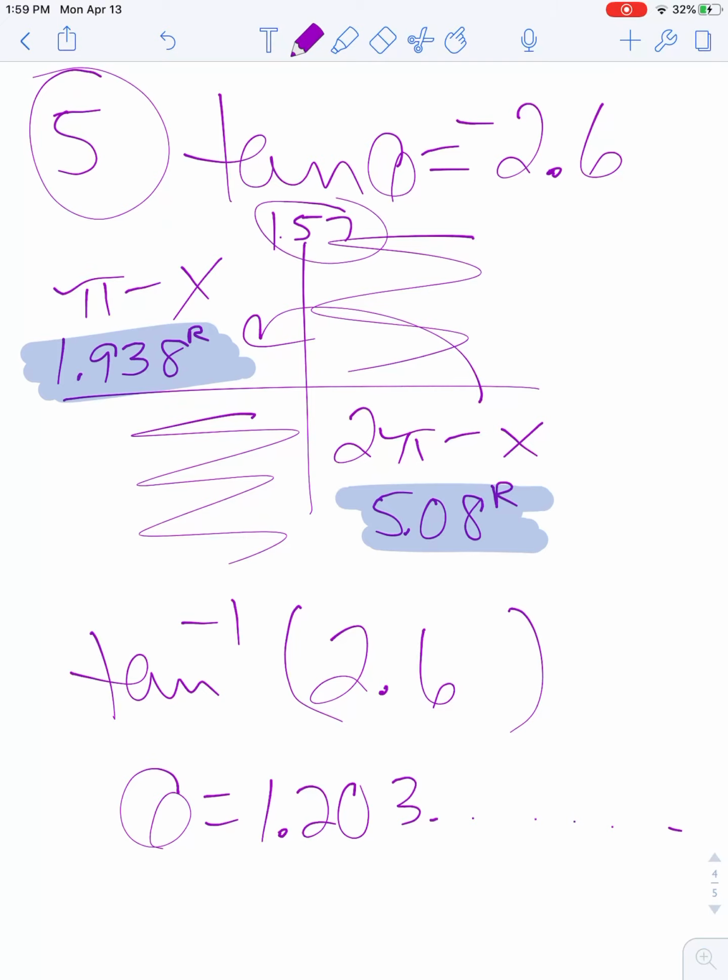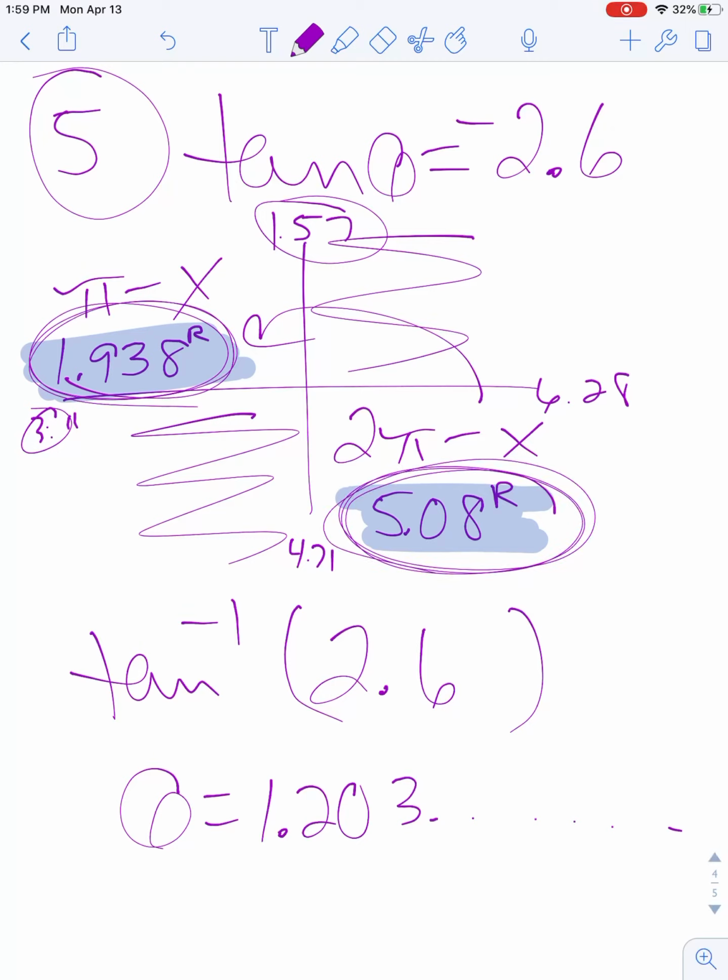Is that between 1.57 and 3.14? Yes, it is. Is this answer between 4.71 and 6.28, just as an approximation? Yes, it is. That and that are my answers. Okay, or those are my answers, I should say, to be grammatically correct. And that's the calculator. Put your calculator in radian mode. Good luck.